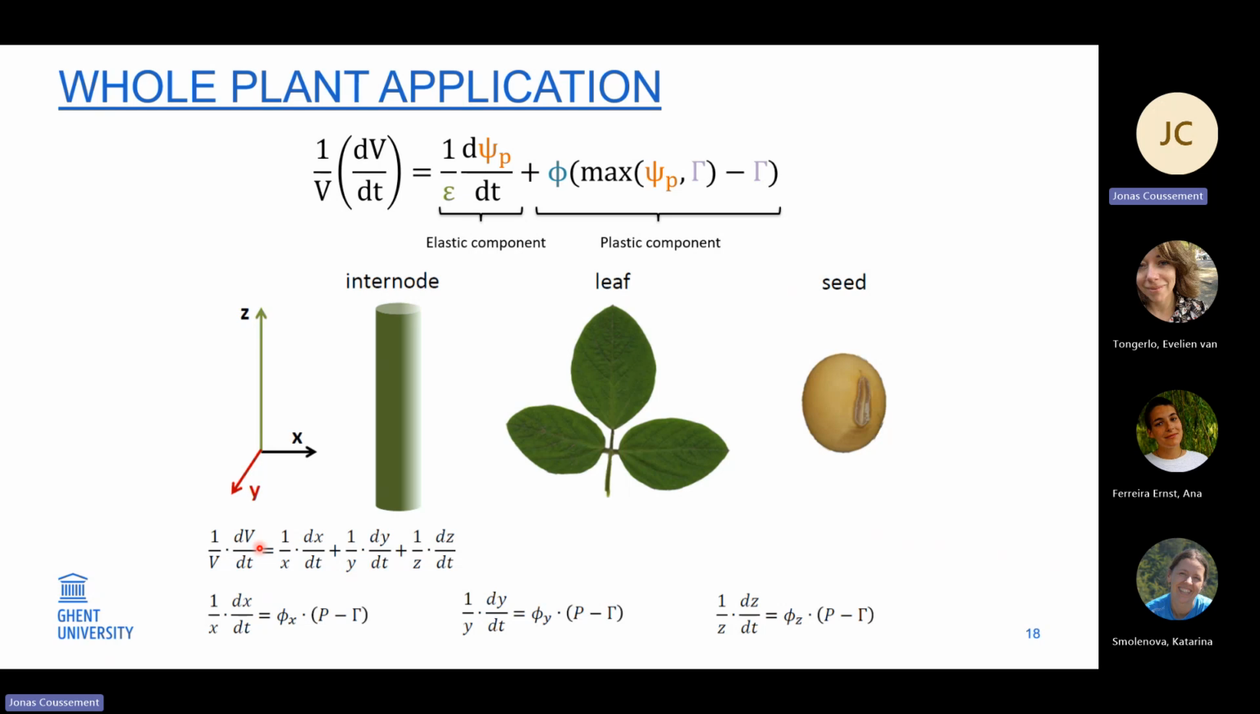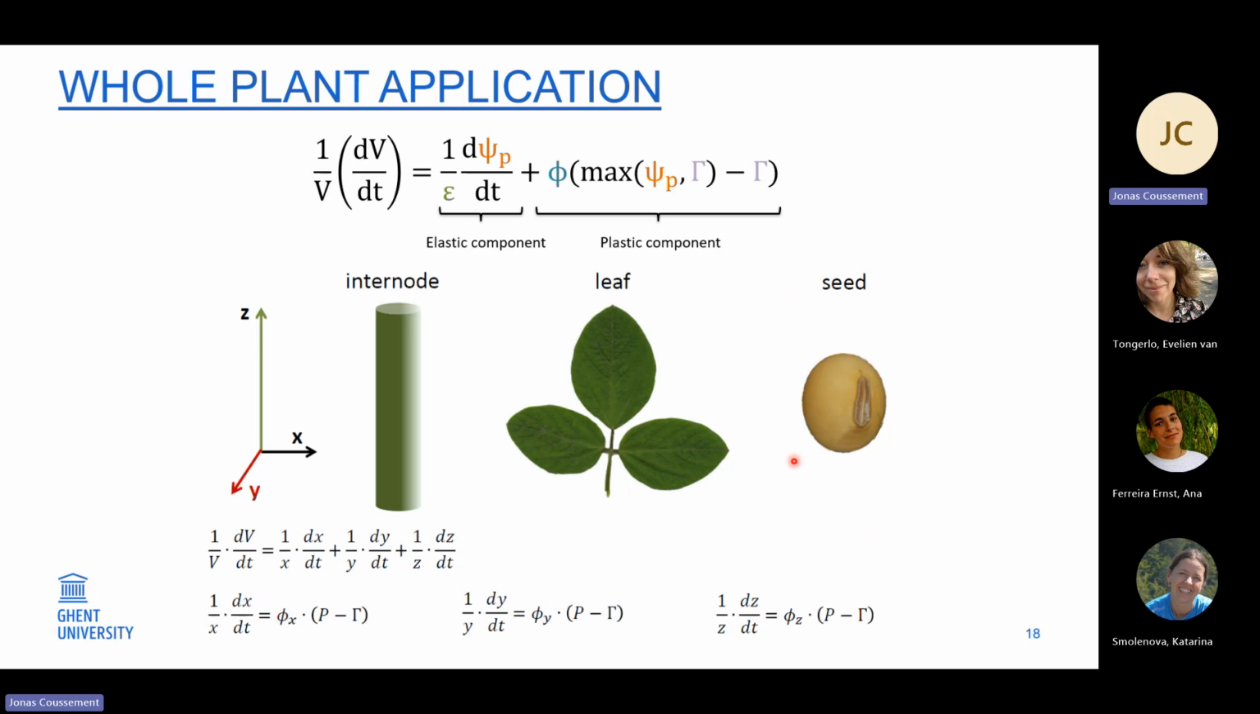Instead of looking at the change in volume, we can look at the change only in the z-axis or in the x-axis or in the y-axis by using a different extensibility. This parameter determines how fast a plant cell can grow in response to its turgor pressure. And so you can have a different extensibility in different directions.